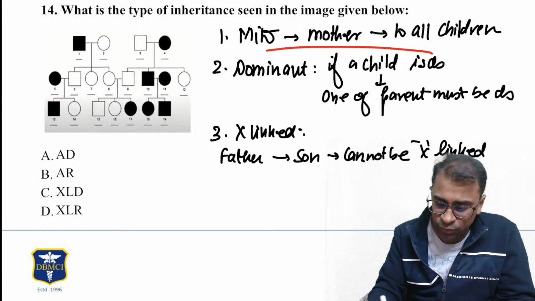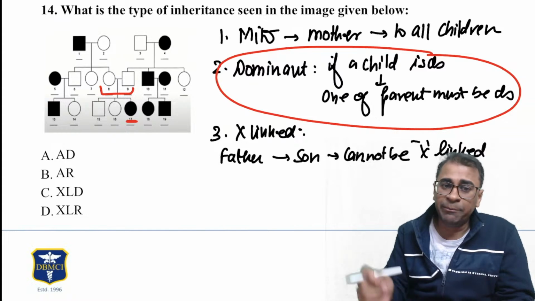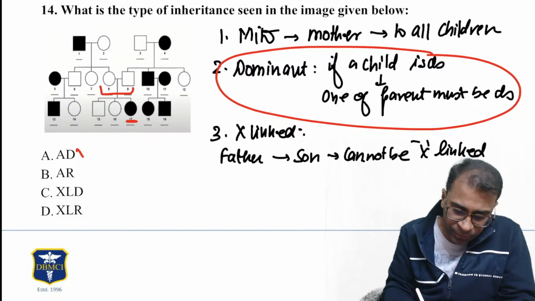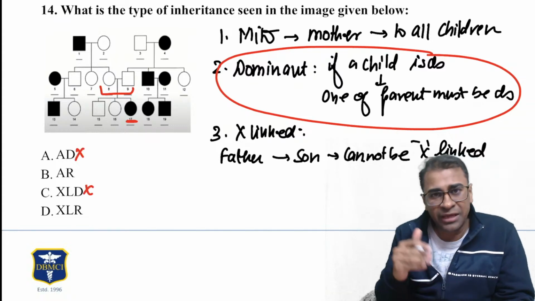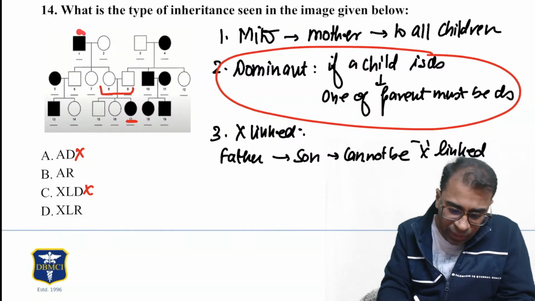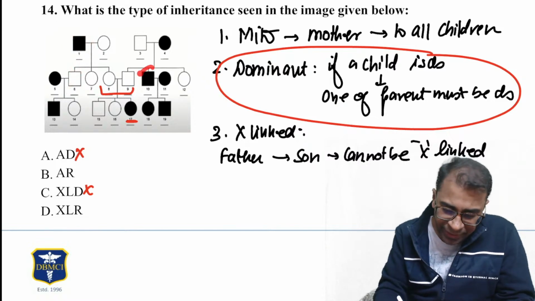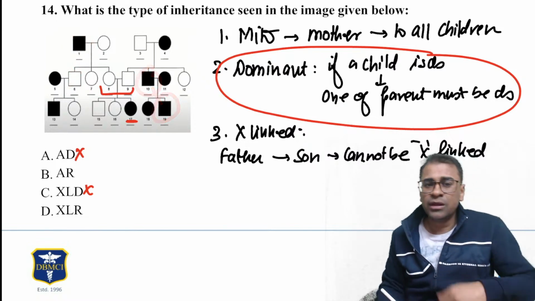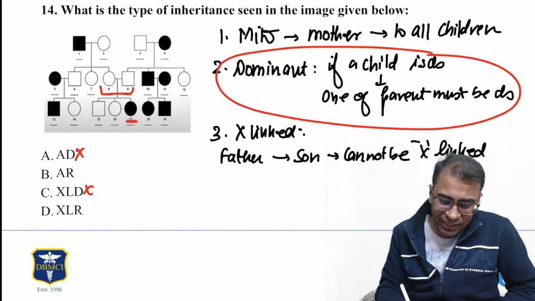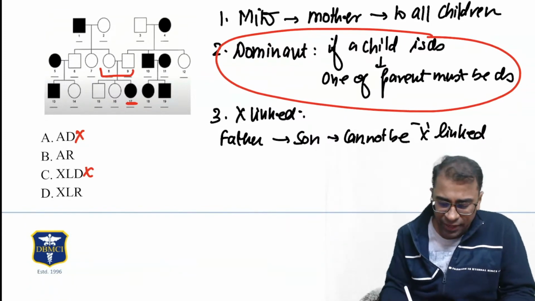Now look at the second rule. It says if a child is diseased, one of the parents must be diseased. Is it being followed? No, and hence it cannot be dominant. Now it can be X-linked or autosomal. Look at the male transmitting to a son. But what is happening here is, let's say this male has the disease. Let's take an example.